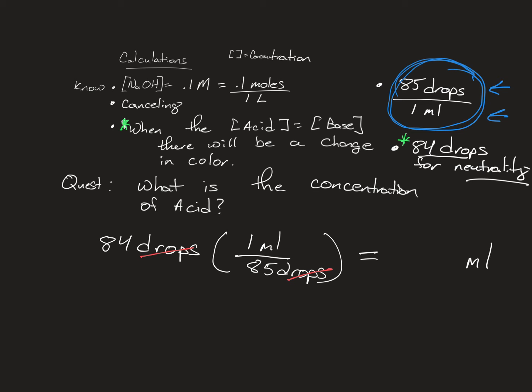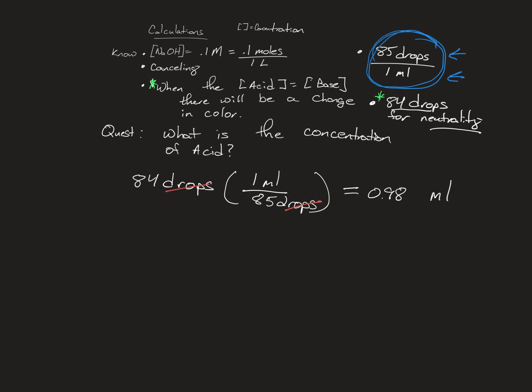Except what's 84 divided by 85? 0.988235529. 0.98. Yeah. Let's just leave it at 0.98, just for now. There are rules about this, but we're going to just go ahead and do it this way. So it's 0.98 milliliters. So now we have our volume.